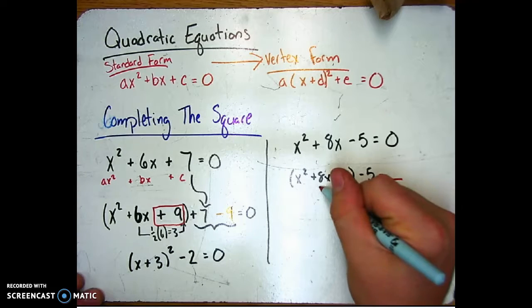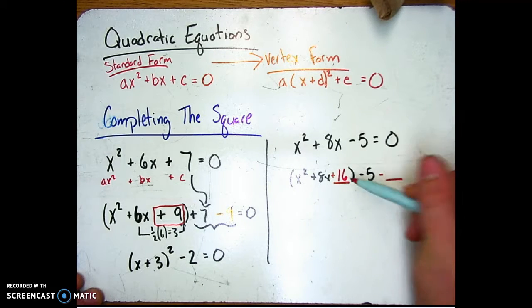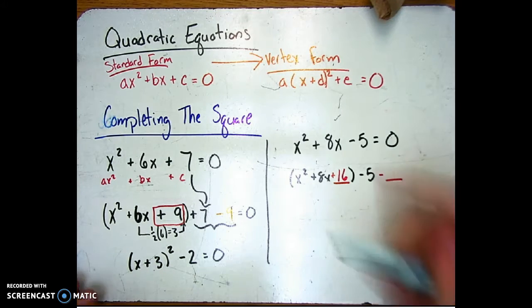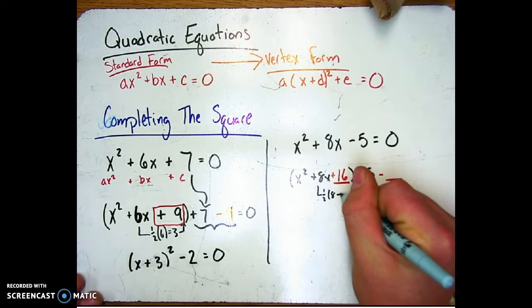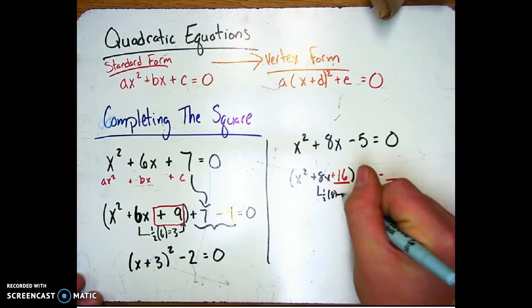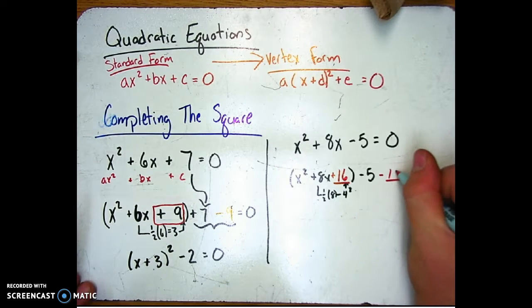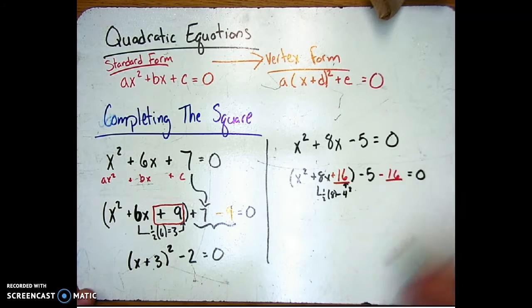So we take half of 8, which is 4. 4 squared is 16. Okay? So again, we take 8, we take half of 8, and then we square it. So 4 squared gives us 16. Okay? Now since we added 16 over here, we have to subtract 16. Then we can still set it all equal to 0.